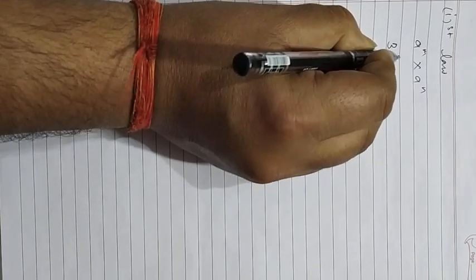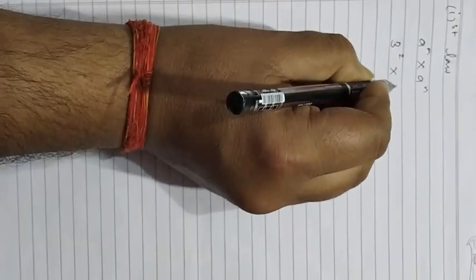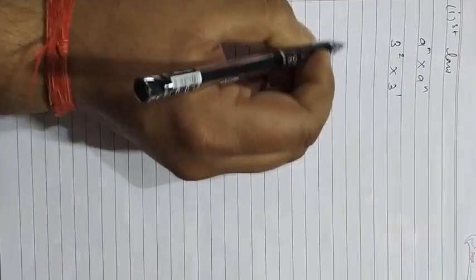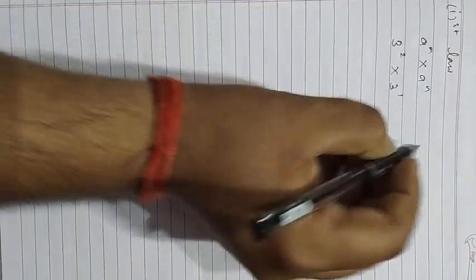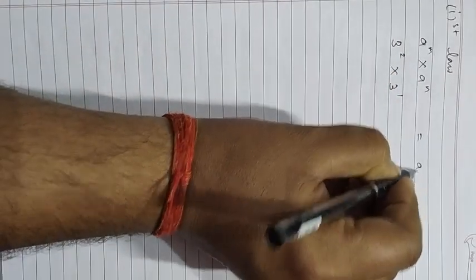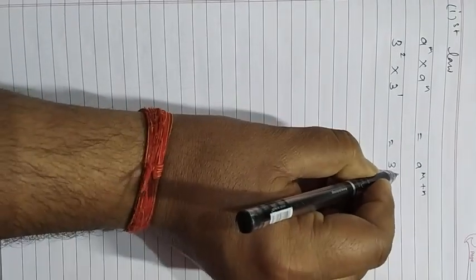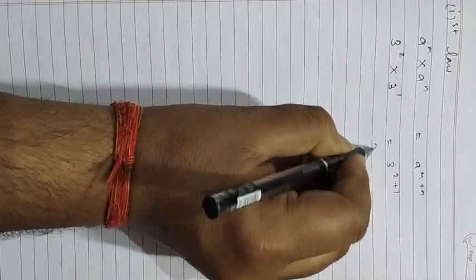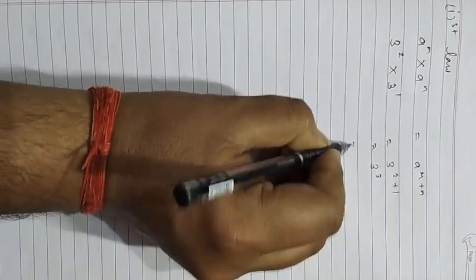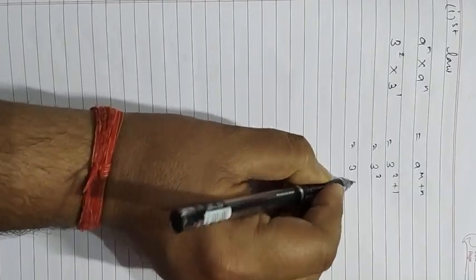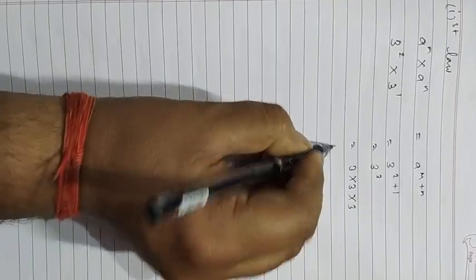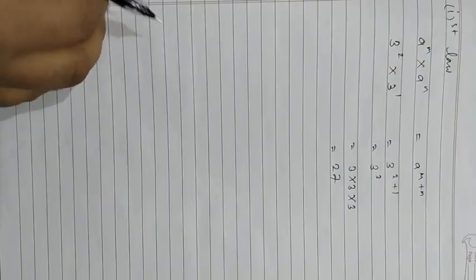So suppose I have 3 as base, 2 as power, second base is 3 and 1 is the power. Then according to this law, the powers will be added. So 2 plus 1 gives you 3. So 3 cube gives you 3 into 3 into 3, that is 27.